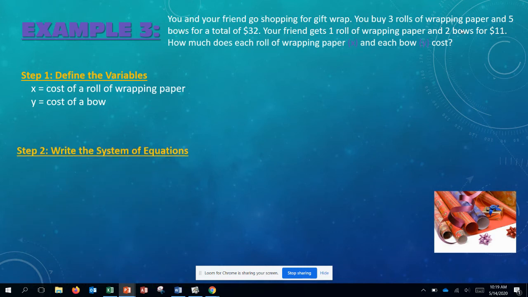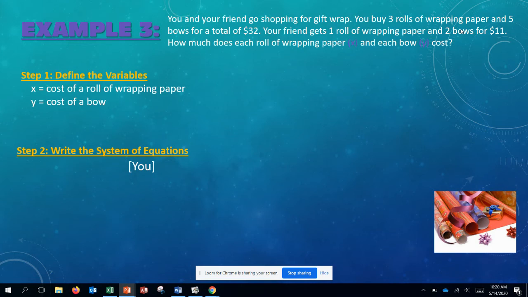Now let's talk E. Let's talk equations. So here, our equations are going to look slightly different. How are we comparing things together? Well, what's being compared are costs in total, but it's how much it costs for you and how much it costs for your friend, because you both buy wrapping papers and bows. So your two equations, one has to be for you, one has to be for your friend.